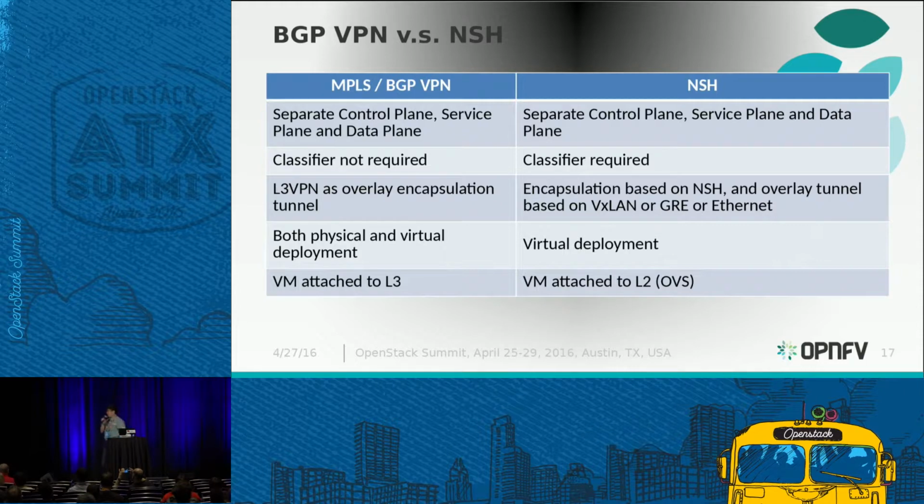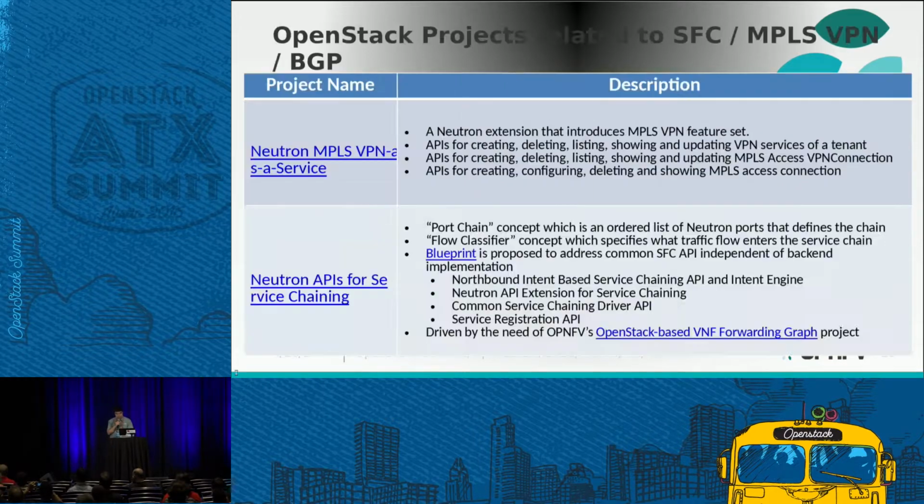And so in the last few minutes, I'll give a little bit of a summary about the different approaches. That's a summary table about the BGP VPN approach and the NSH approach. And as you can see, they have some similarities and some differences. For example, the classifier is required in the NSH approach, but not required for the BGP VPN. It's destination-based for the chain. One is for L2, the other one is for L3, and one is for the virtual deployment, the other one is for both the physical and the virtual deployment. So that's a very brief summary about the approaches.